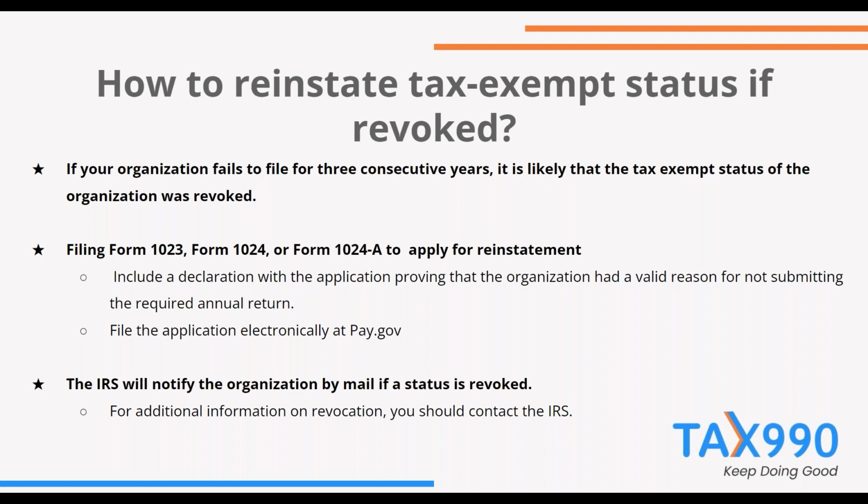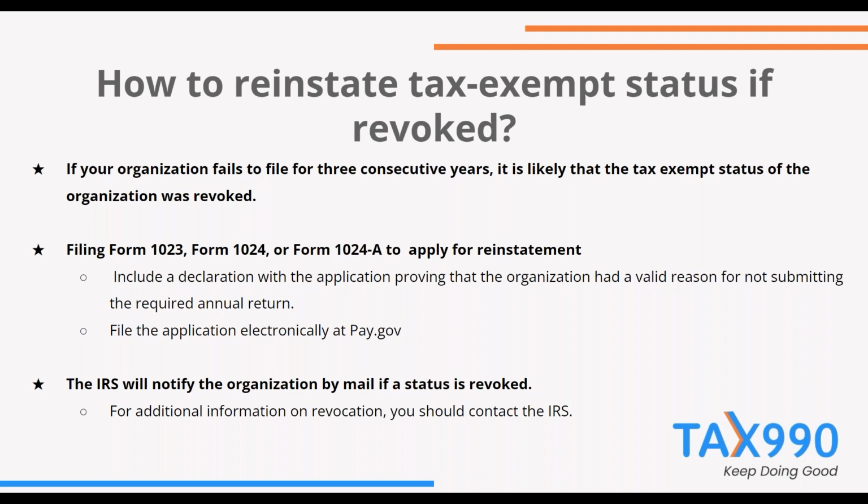If your organization does fail to file for 3 consecutive years, it's likely that the tax-exempt status of the organization is going to be revoked. If this happens, the IRS will reject forms filed until the status is reinstated. More than likely, you'll get a letter from the IRS indicating that your status has been revoked.